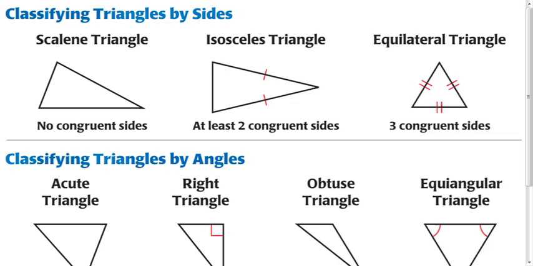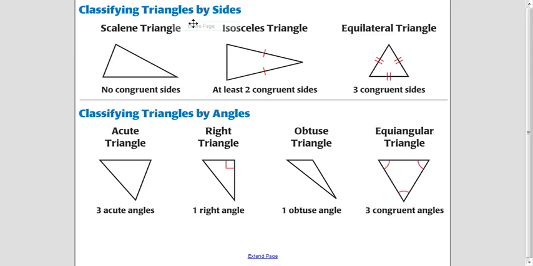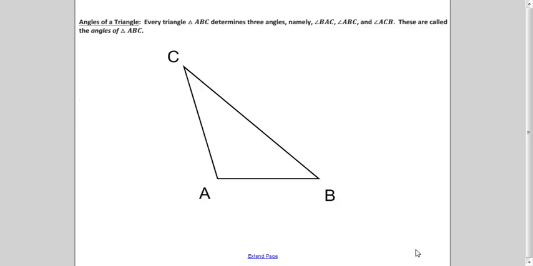And here we have terms for all different types of triangles. You should know these. And we can classify triangles two ways. You can either do it by its sides or by its angles. And so, definitions of the angles of a triangle.